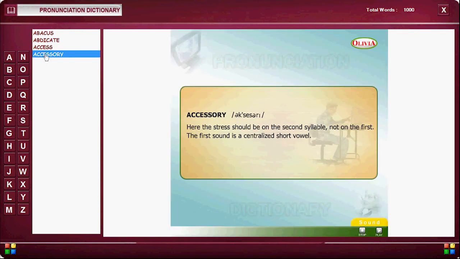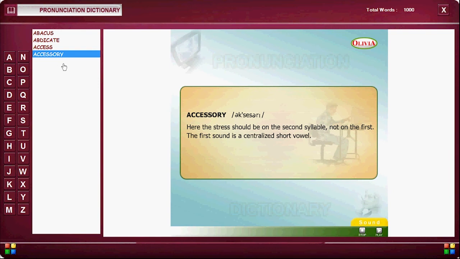Accessory. Here, the stress should be on the second syllable, not on the first. The first sound is a centralized short vowel, so accessory is the right pronunciation. See this word, access. Indian pronunciation mostly is access, not access. So access is corrected as access, and in the next one, while correcting this word, we have a tendency to read this as accessory. That becomes accessory. That is the rule.